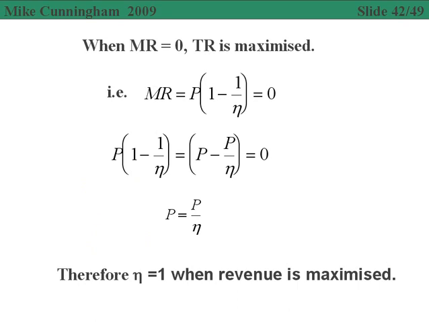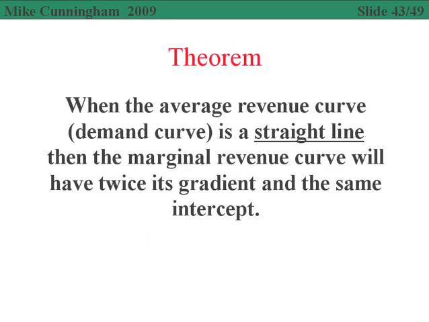Let's have a look at the relationship between marginal and average revenue. And let's be grandiose and call it a theorem. So when the average revenue curve is a straight line, this only works for straight lines, then the marginal revenue curve will have twice its gradient and the same intercept. So when the average revenue curve has to be a straight line, the marginal revenue curve will have twice its slope, but will start at the same point. Let's prove that.